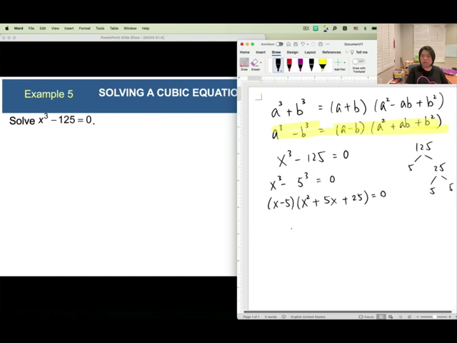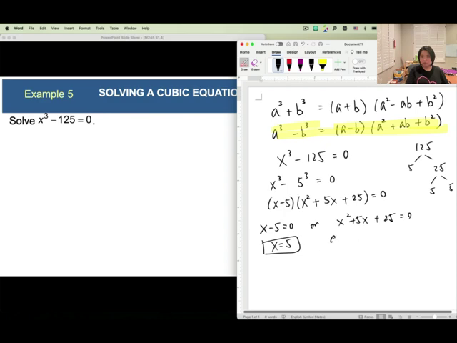And then we're going to use the zero product property. So x minus 5 equals 0, or x squared plus 5x plus 25 equal to 0. And this is going to be x equal to 5. I have a first answer. The second one, you won't be able to solve with the x method. For this one, you have to use the quadratic formula.